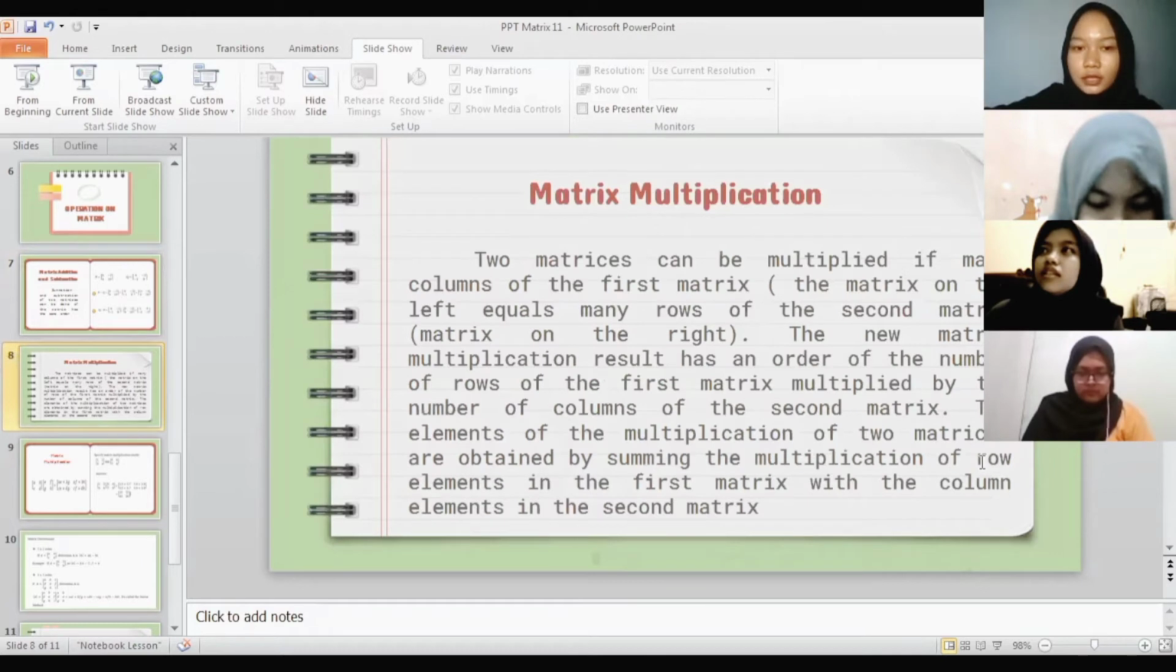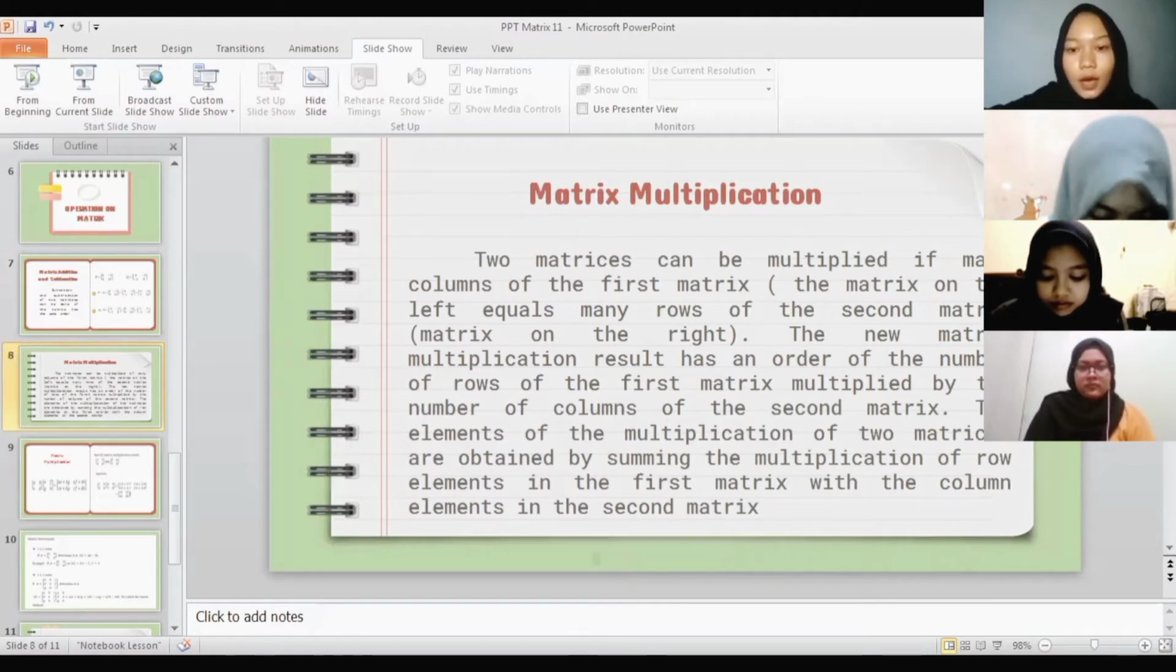matrix multiplication. Two matrices can be multiplied if the number of columns of the first matrix, or the matrix on the left, equals the number of rows of the second matrix, or the matrix on the right. The resulting matrix has an order of the number of rows of the first matrix by the number of columns of the second matrix. The elements of the product are obtained by summing the products of row elements in the first matrix with the column elements in the second matrix.